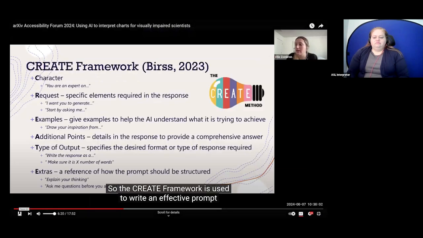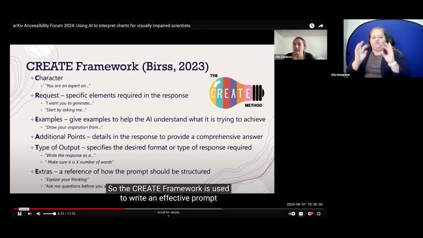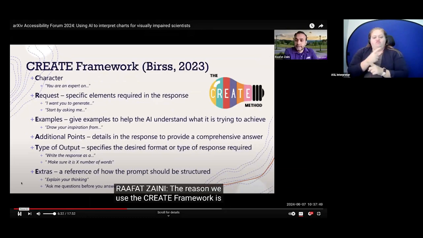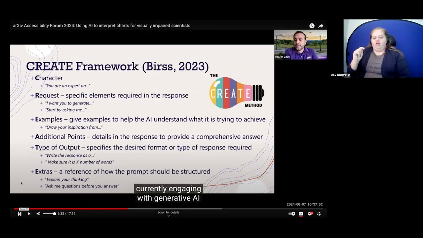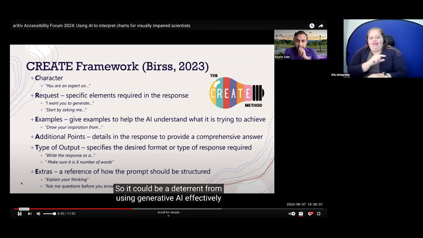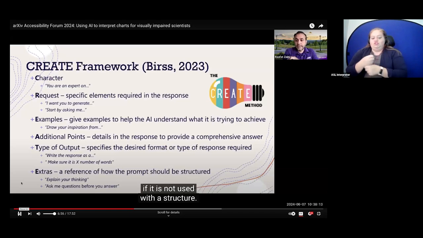So the CREATE framework is used to write an effective prompt into a chatbot AI, and these are the elements needed to consider for the prompt. The reason we use the CREATE framework is that currently engaging with generative AI without a structured method could result in a varying degree of accuracy and also quality of output. So it could be a deterrent from using generative AI effectively if it is not used with a structure. And it's intuitive once it's followed.